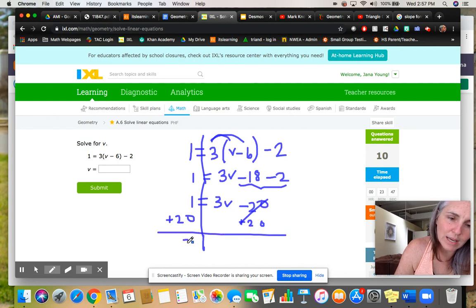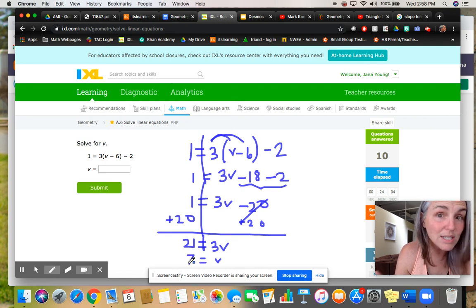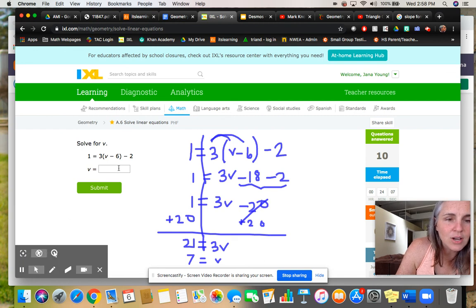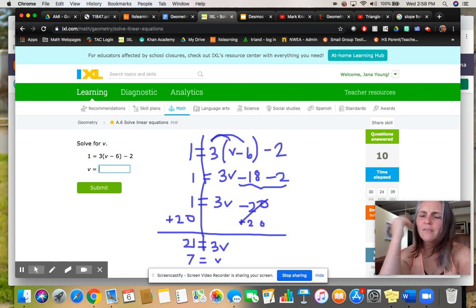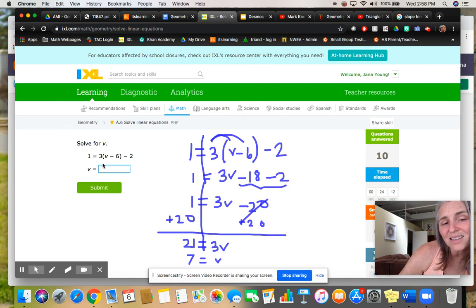And 1 plus 20 is 21. And that's 3v. And then divide by 3 on both sides. I'm running out of room, so I'm just going to do v is equal to 7, right? 3 times what is 21? 3 times 7 is 21. Of course it is. And so our answer is 7. Interestingly enough, you might have gotten that one kind of quick because 3 minus 2 is 1. So this has to be 1 in here, 7 minus 6, right? Maybe not.